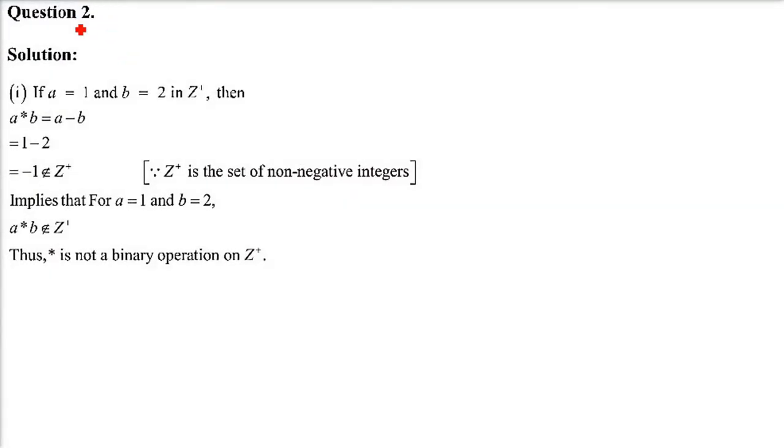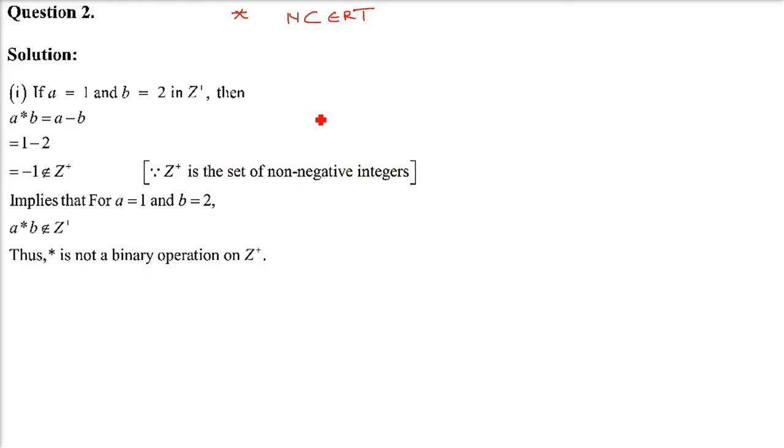Now the next question, question number 2, says: determine whether or not each of the definitions of star, that is the operation, given below gives a binary operation. In the event that star is not a binary operation, give justification for this. The first part we have already done. In question number 1, we had around 7 parts. This is almost similar to it, and this is an NCERT question. So one by one we'll take them.